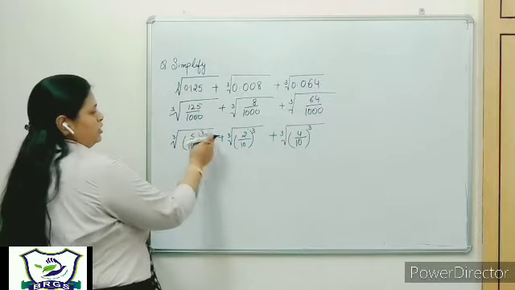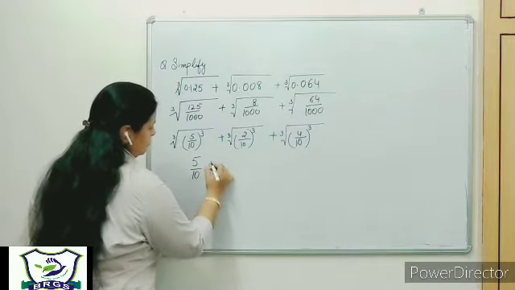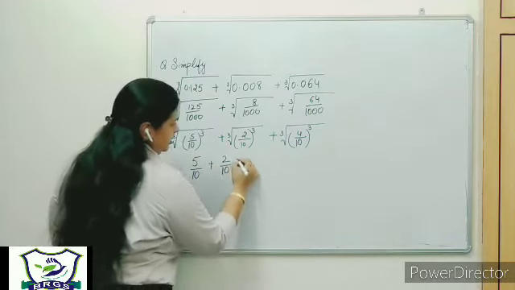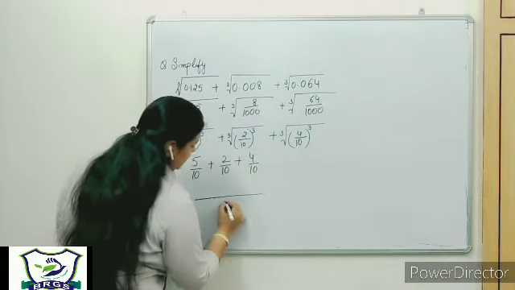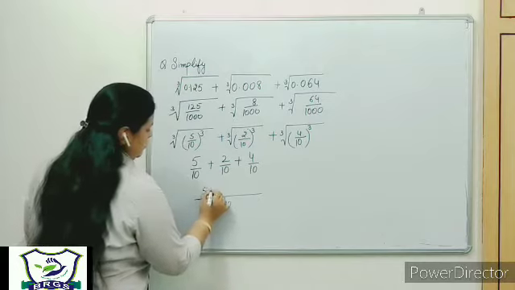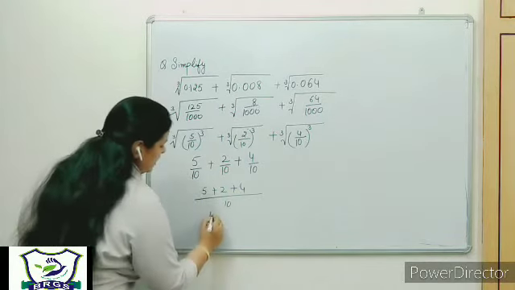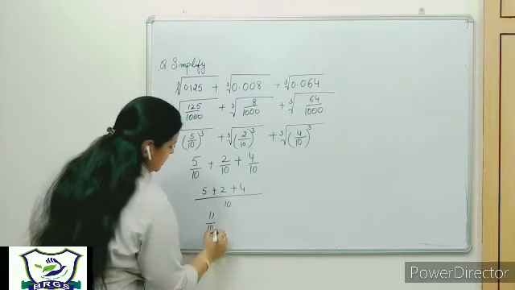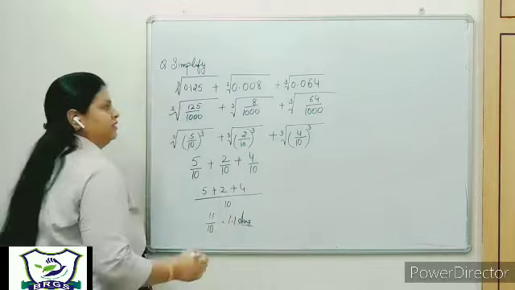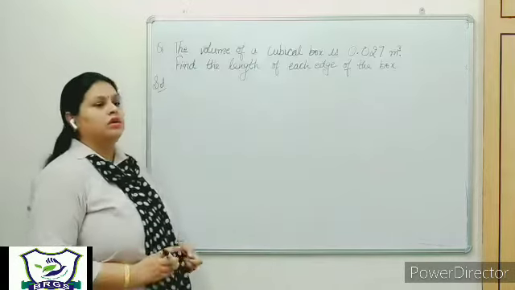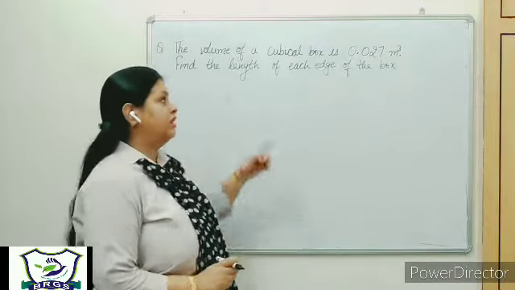So now the 3 and the cube root will cancel. So what is left now? 5 by 10 plus 2 by 10 plus 4 by 10. Taking the LCM 10, 5 plus 2 plus 4. Your answer is 11 by 10, which is equal to 1.1. Clear? Next we are going to apply the concept of cube root in a word problem.